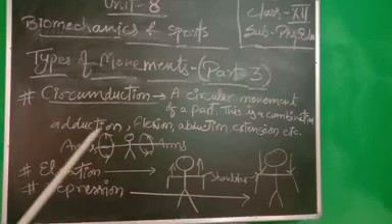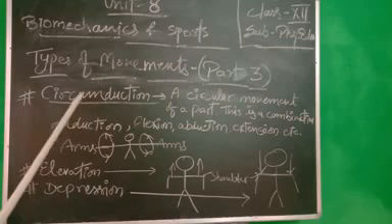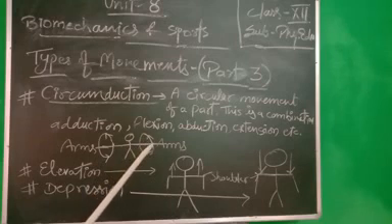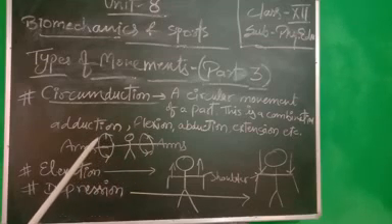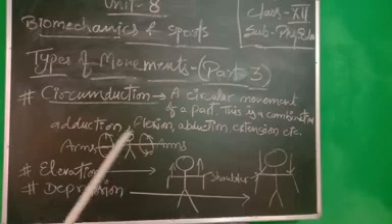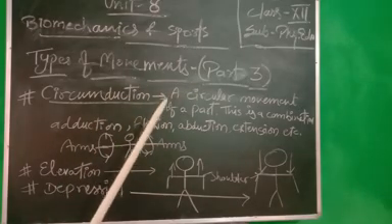This is the figure through which we are trying to understand circumduction. It is the human body. These are the arms, and the arms rotate in a circular way. These arms are rotated in a circular way. This is called the circumduction movement of the body.